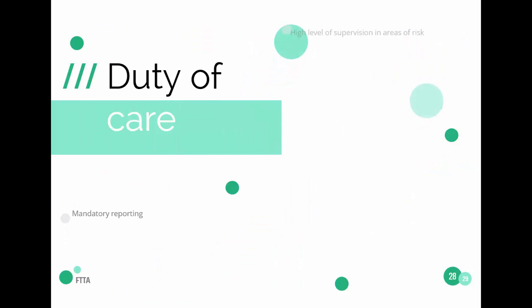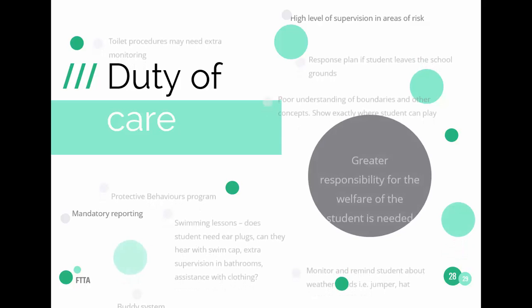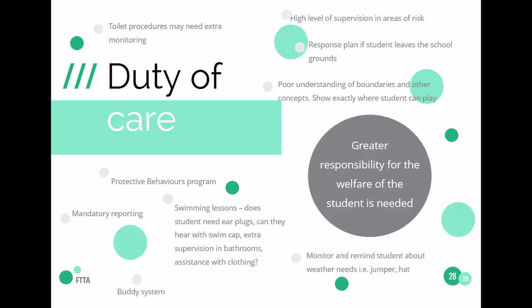Duty of care. If you're not familiar with duty of care, please go back and read the first chapter, the safety chapter, and make sure you're very aware of what duty of care is. It's very important. High level of supervision in areas of risk. So, for example, if you're going swimming or something like that. Toilet procedures, extra monitoring. Response plan if student leaves the school grounds. Now that happens all the time with kids with autism. Some kids run away almost daily, and they'll hide under demountables, or they'll run down the street and run away.